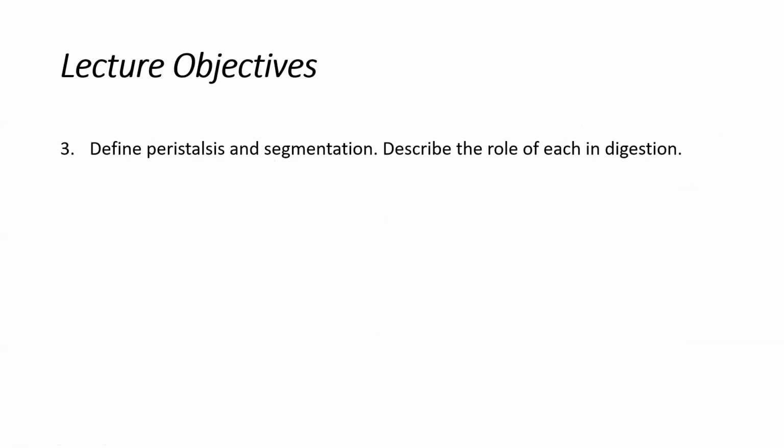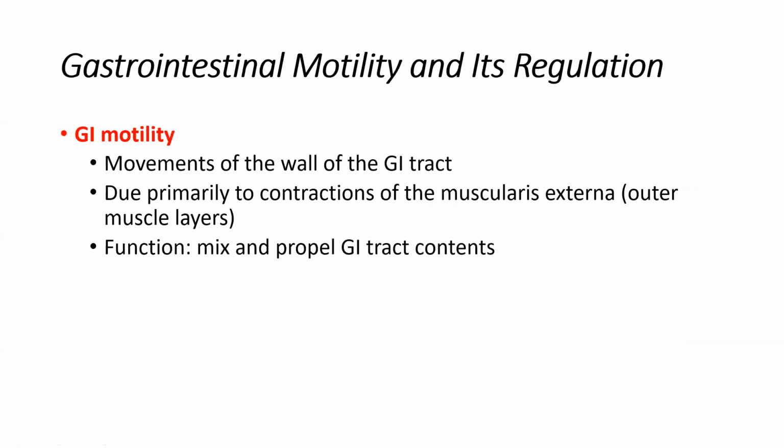So let's look at objective 3. Define peristalsis and segmentation and describe the role of each in digestion. So we talked quite extensively about secretion, about the hormones that influence secretion, about the neural pathways that influence and regulate secretion. Now we're going to look at motility, the actual movement of the wall of the GI tract.